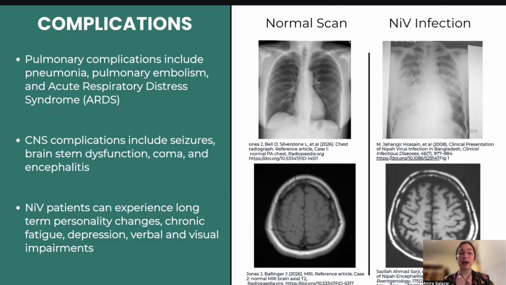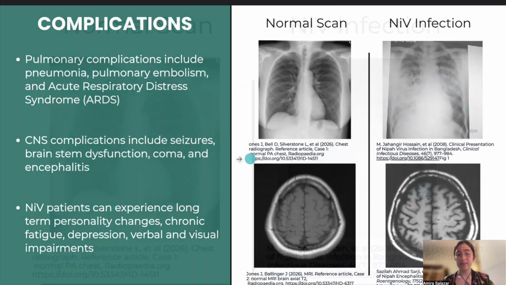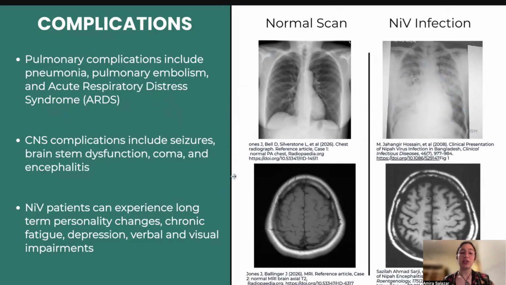Pulmonary complications of Nipah virus include pneumonia, pulmonary embolism, and acute respiratory distress syndrome, or ARDS. On the right, you can see a comparison between a normal chest x-ray and the x-ray of a patient from the 2004 Faridpur, Bangladesh outbreak. As you can see, there is a white cloud, which is the fluid within the lungs, the result of leaky veins and inflammation. Central nervous system complications include brainstem dysfunction, coma, and encephalitis.